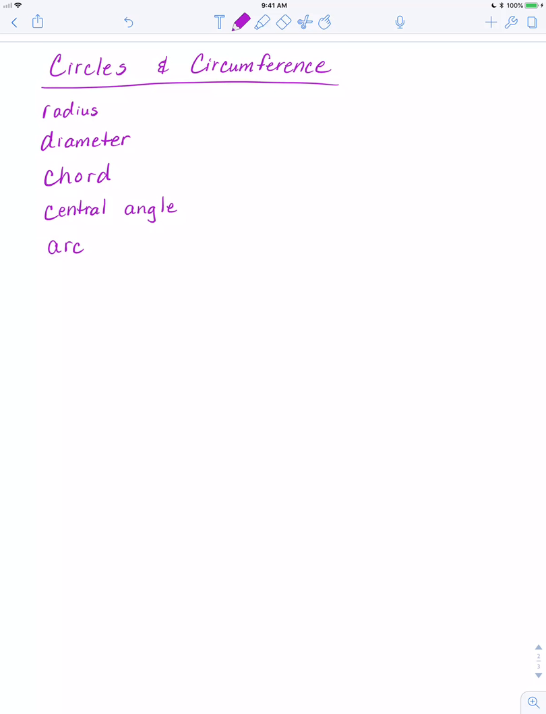So a circle is always named by whatever its center is. So if we have a circle here and this is the center and we call it A, then this would be called circle A. And sometimes it's also denoted by a little circle like that. But first we need to cover some definitions.